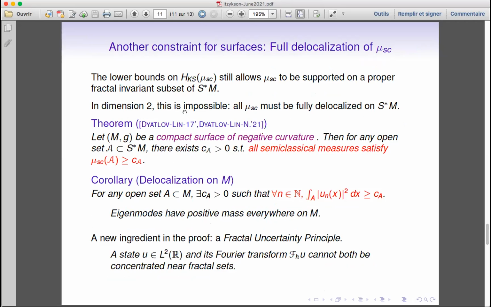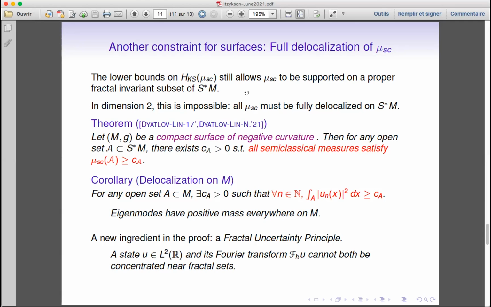So it's a two-dimensional result only. It applies so far only in 2 dimensions, for surfaces of negative curvature. It was proven in constant curvature first by Dyatlov and Jin, sorry, it's not Lin, it's Jin. I'm sorry, I make a mistake here. And I also contributed to the generalization to variable curvature. The result is that all semi-classical measures are fully delocalized, in the sense that the support of the measure is the full phase space, that is the full energy surface. They cannot be supported on strict proper invariant fractal subsets.